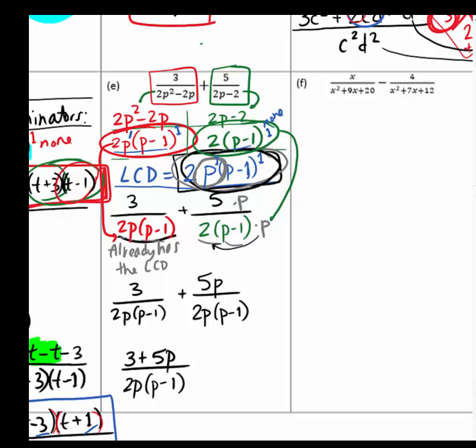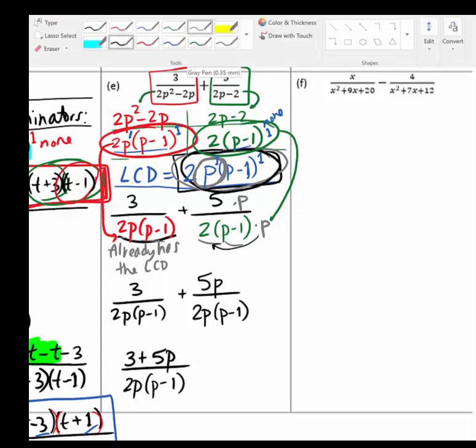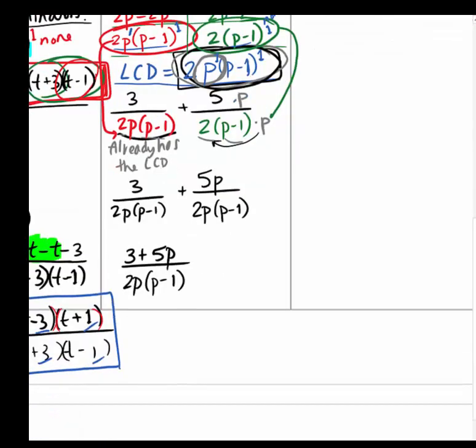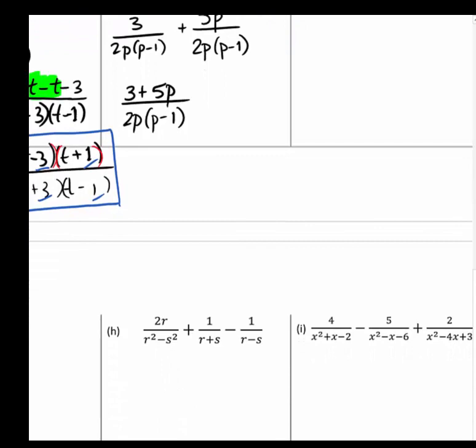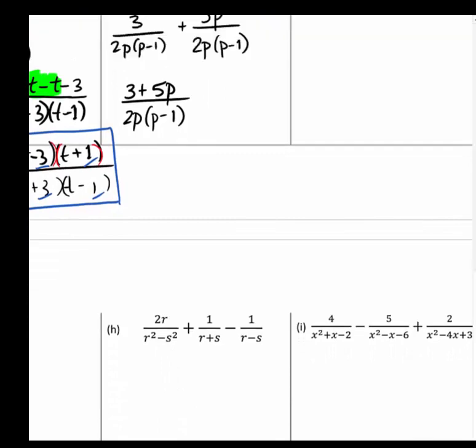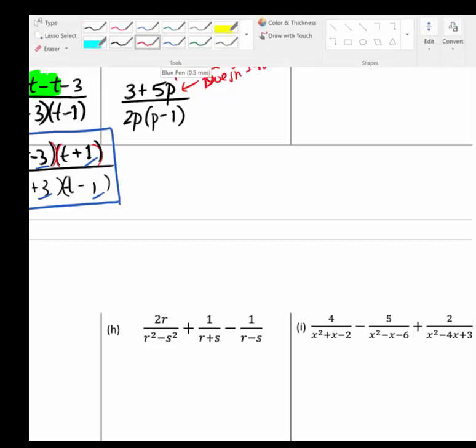And this is where, okay, I've added them together, but maybe I want to see if I can reduce. Let's see, can I reduce this? Well, the denominator is already factored, so it's as good as it's going to look. But the numerator can't factor, right? There's not really anything I can do with that. There's nothing in common. It doesn't factor because there's nothing in common between 3 and 5p. It's not the difference of squares, sum of cubes, or difference of cubes.